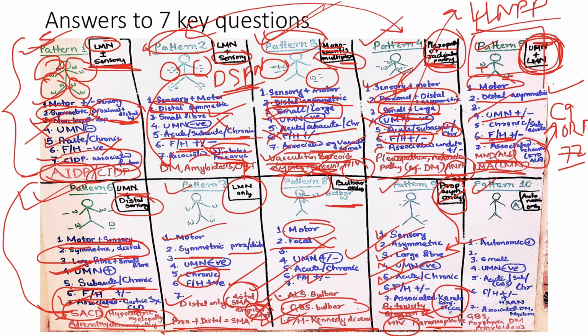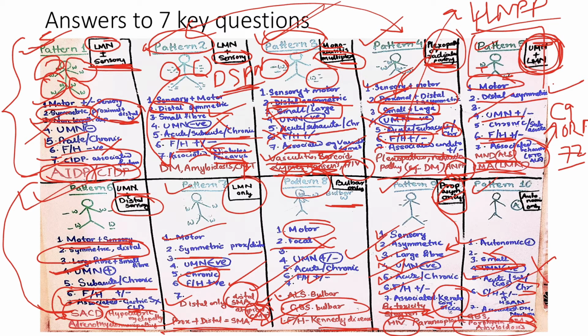Now coming to pattern 10, which is only involvement of the autonomic nervous system. So the first question is autonomic involvement, the second question definitely doesn't come out, third question, it is a small fiber, because I had already told you that autonomic fibers come under small fibers. There will be no UMN findings. Acute GBS can have autonomic symptoms, subacute porphyrias, then chronic onset like diabetes mellitus or amyloidosis.